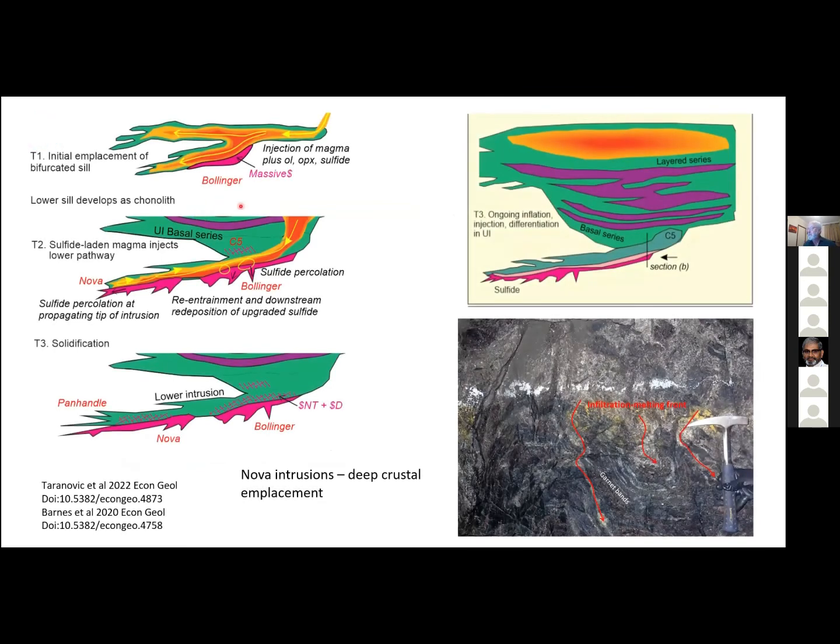So, back to Nova, this is our proposed mechanism for the origin of the twin intrusions at Nova. We think that they're starting out as a pair of sills, an upper one and a lower one. The lower one carries much of the sulfide. Then the sulfide effectively knifes its way into the country rock and causes this lower intrusion to propagate as a chonolith. Eventually, this seals off, and then magma continues to come in, inflates and pumps up the upper intrusion as a conventional layered intrusion. But all of the interesting stuff is happening down here at the bottom, forming these spectacular infiltration melting zones.